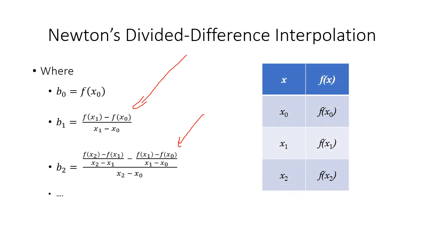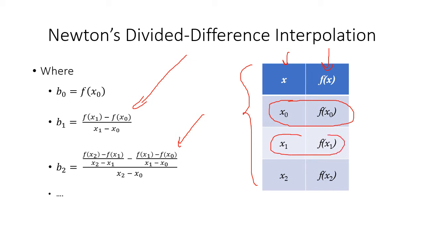This table represents the given data, and the first column represents the value of x and the second column represents the value of y, or the function f of x. Then the first data point will always be x0 comma f of x0. The second data point will always be x1 comma f of x1, and the third data point will be x2, f of x2, and so on.